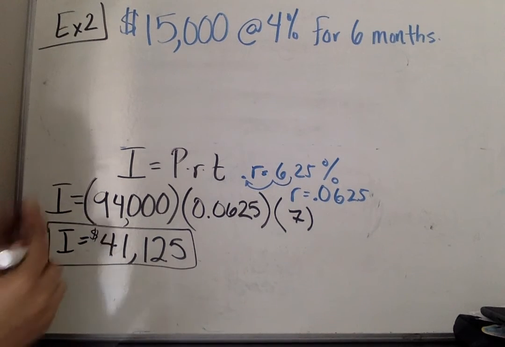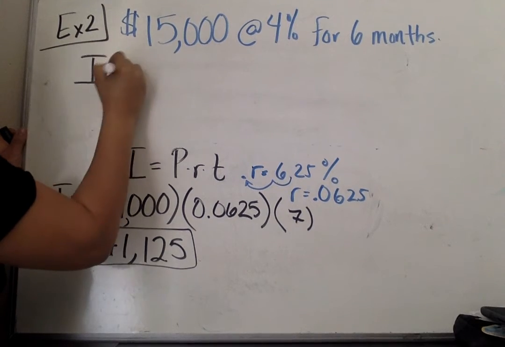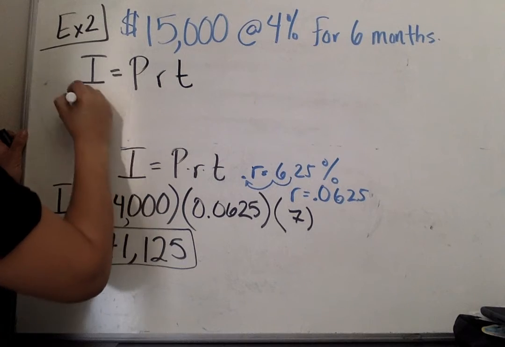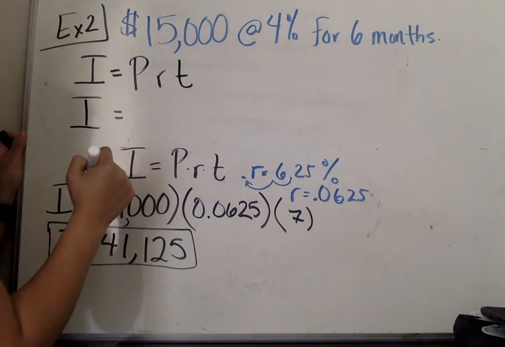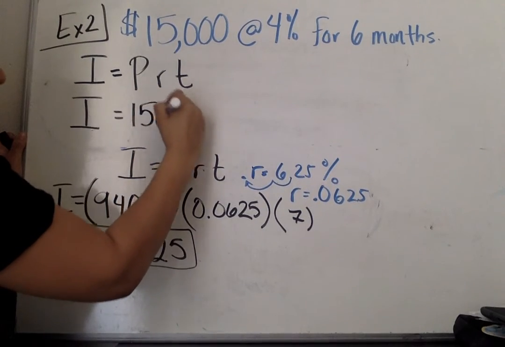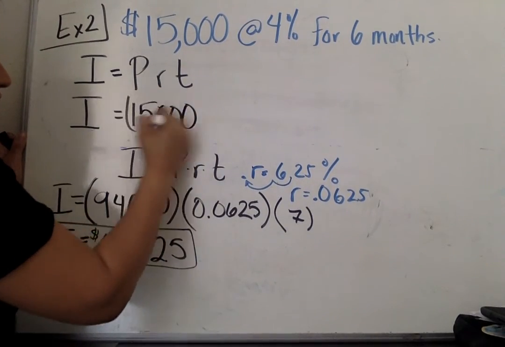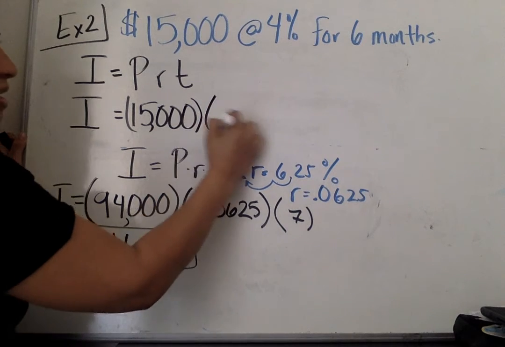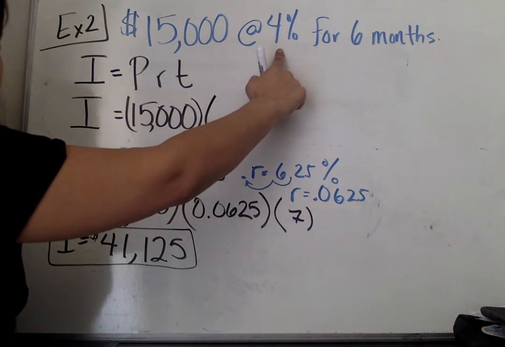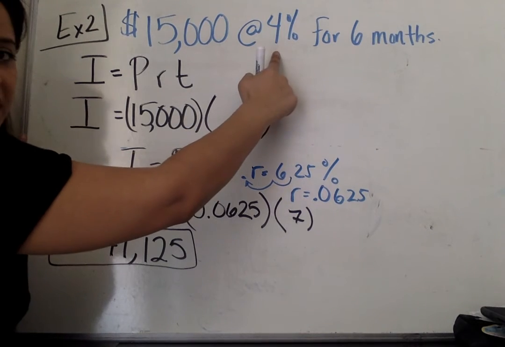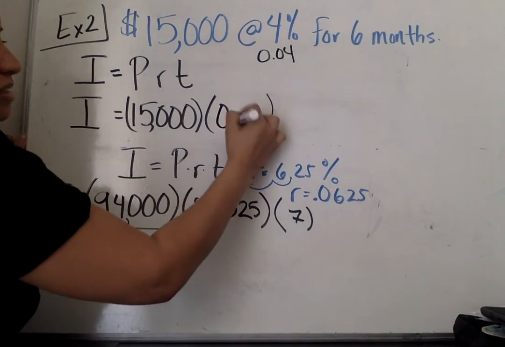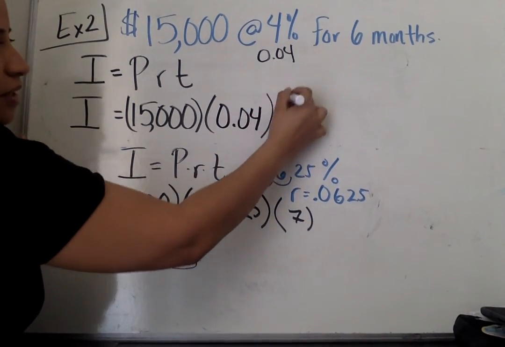So again, let's go ahead and write down the formula. I want you to write down the formula each time you do a problem. So the interest is going to equal the principal amount, $15,000. That's the starting amount. That's how much they're borrowing. $15,000 times the rate, which is 4%. But remember, we have to turn it into a decimal. So 4% as a decimal would be 0.04. So we're going to write that, 0.04.